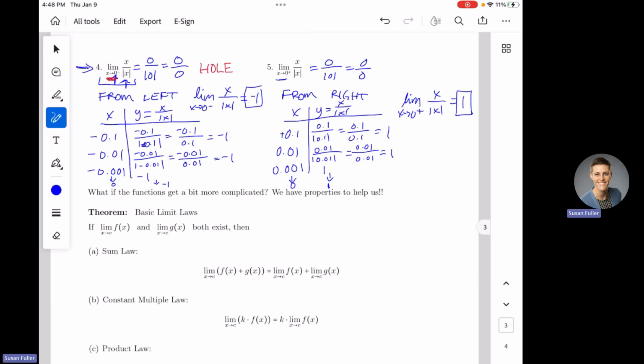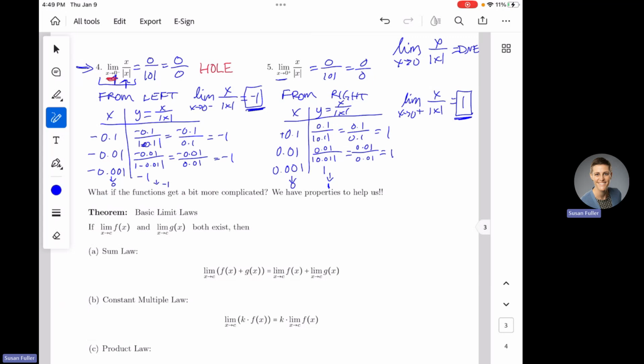Okay, and then this is not on here, but what if I asked you for the two-sided limit? What would the limit as x approaches 0 of this function be? What if I had the two-sided limit instead of the one-sided? Well, since my limit from the left is -1 and my limit from the right is 1, my two-sided limit does not exist because they don't match. That's just kind of a fun thing I wanted to throw in there.